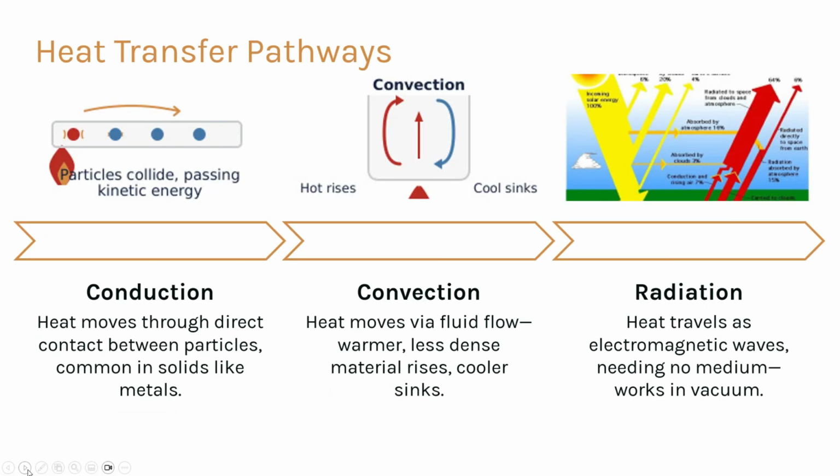Heat transfer pathways. Now that we understand particles and motion, let's talk about how heat moves. There are three main ways heat can be transferred. Conduction happens through direct contact between particles. This is most common in solids, especially metals, where energy moves from particle to particle. Convection happens in fluids. That means liquids and gases. Warm fluid becomes less dense and rises. Cooler fluid sinks. This movement transfers heat. Radiation is different. Heat travels as electromagnetic waves and does not need a medium. That means radiation works even in empty space.